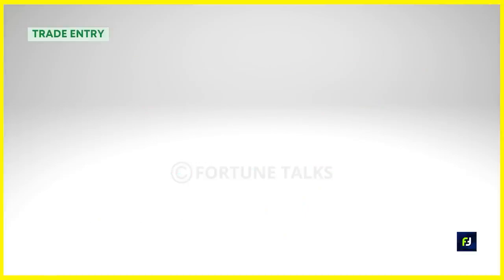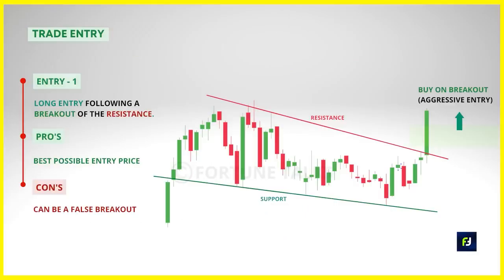Now we will talk about the entry criteria. So how do you better time your entry? The first approach is to go long when the price breaks above the resistance trend line. All you need to do is to place a buy order above the resistance line and you'll be immediately long when the price breaks out above the level. And if the breakout is real, this is one of the best prices to enter. But this is a very risky method and chances are it might be a false breakout.